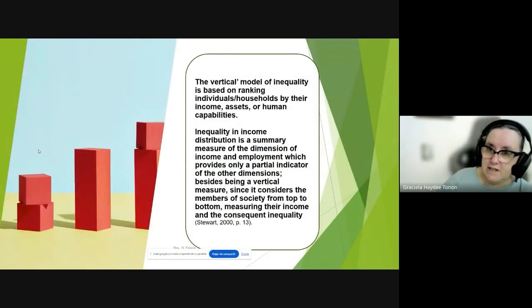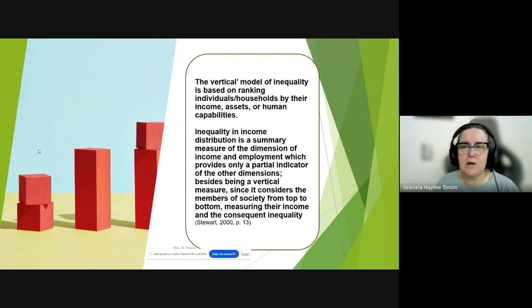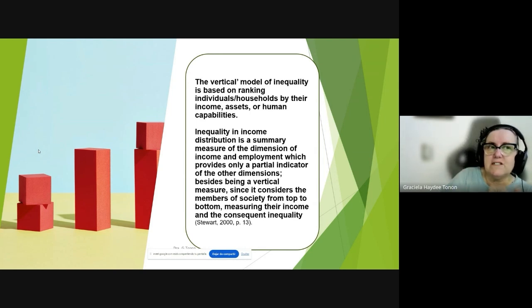She said that the vertical model of inequality is based on ranking, for example, individuals or households, by their income, their assets, or human capabilities. Inequality in income distribution is a summary measure of the dimension of income and employment, which provides only a partial indicator of the other dimensions. Besides, it is a vertical measure, since it considers the members of a society from top to bottom, measuring their income and the consequent inequality. This is when she speaks specifically about vertical inequalities.